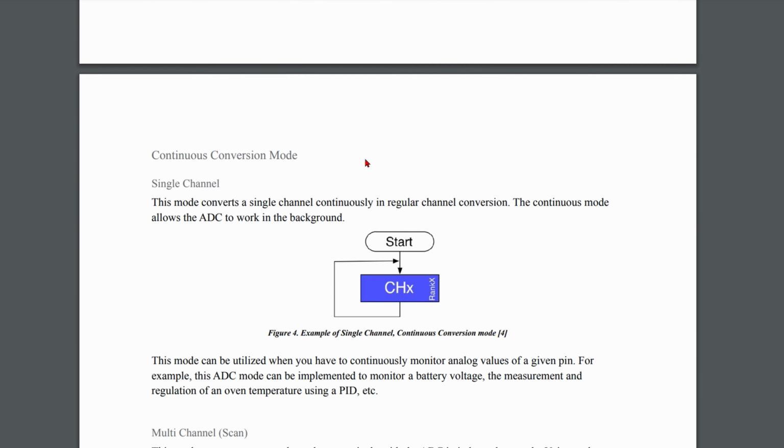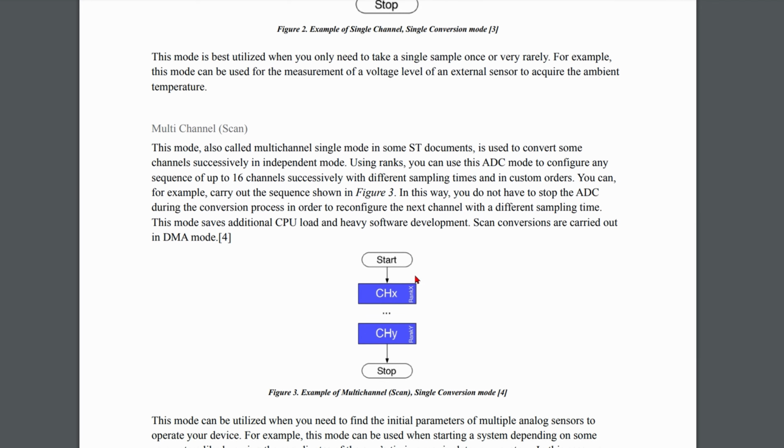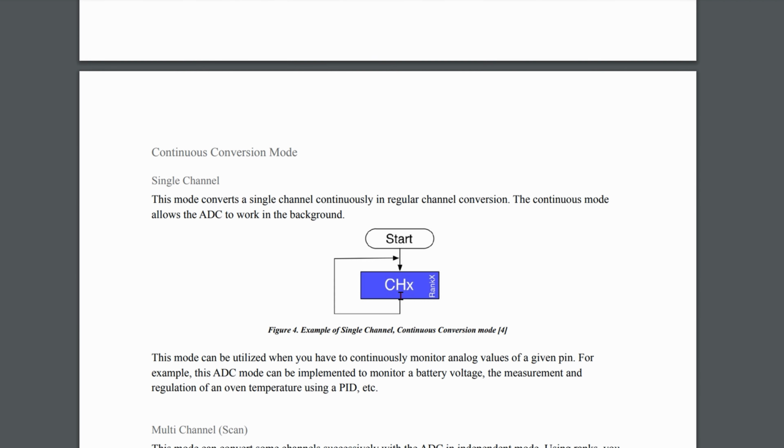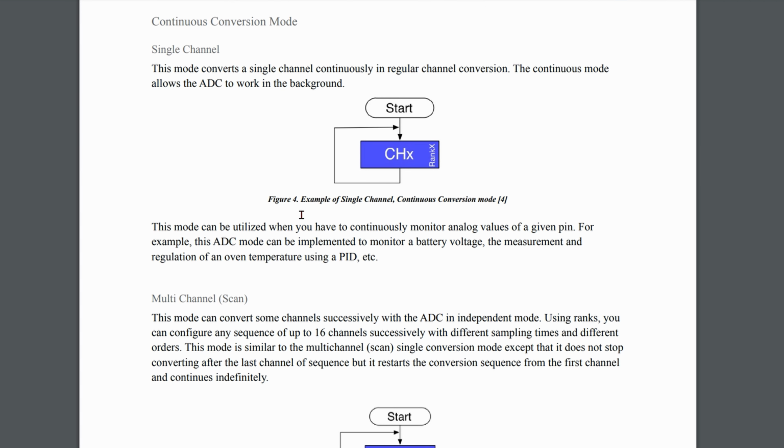Next, we have continuous conversion mode. So far, we've looked at single channel, we've looked at multi-channel, and then we're looking at continuous conversion. This is like a forever loop. We don't have a stop here. This mode converts a single channel continuously in regular channel conversions. The continuous mode allows the ADC to work in the background. So we have a start, a channel, and that's it.